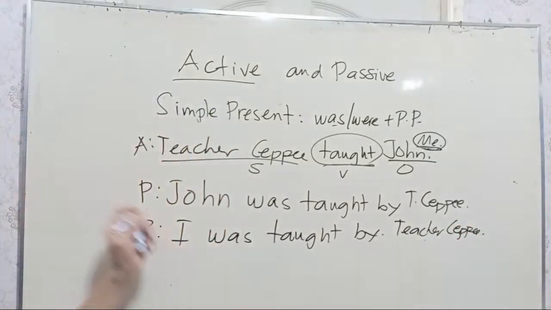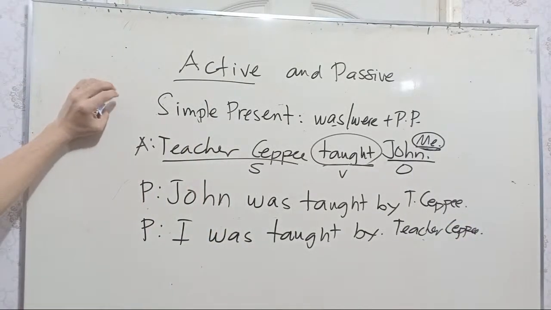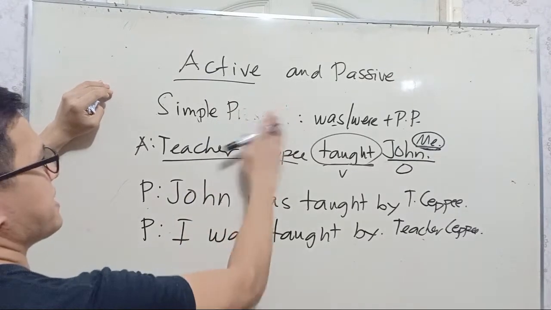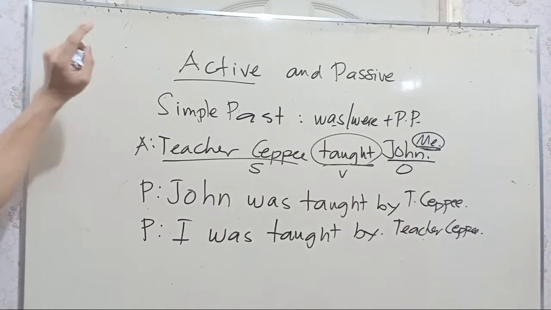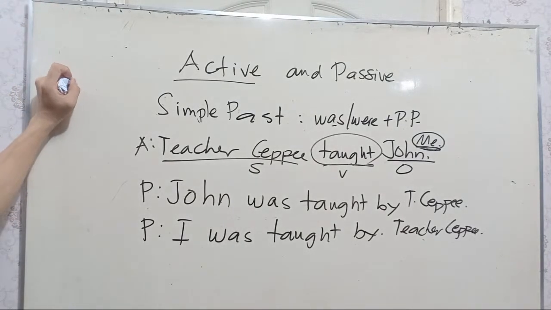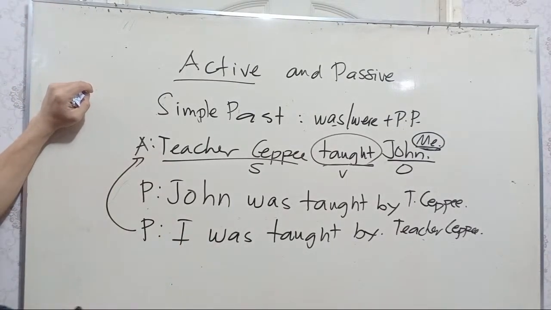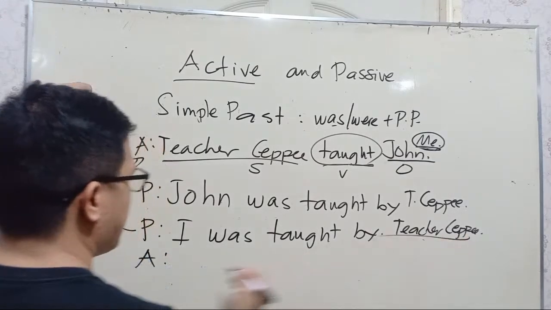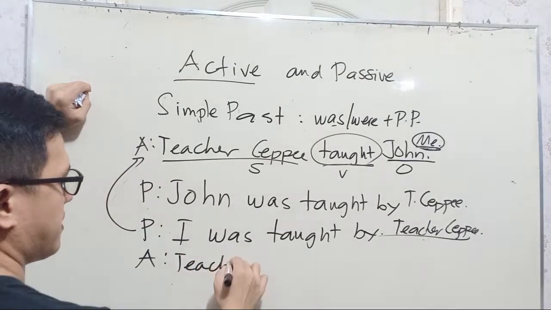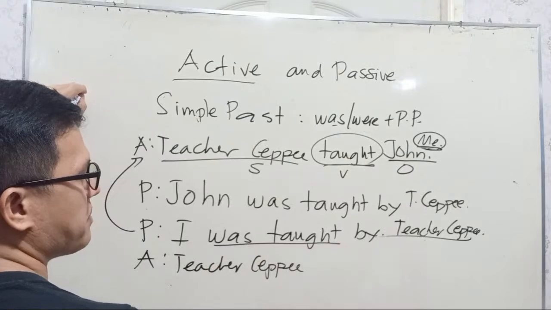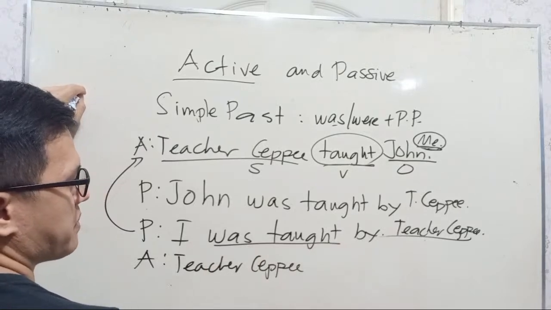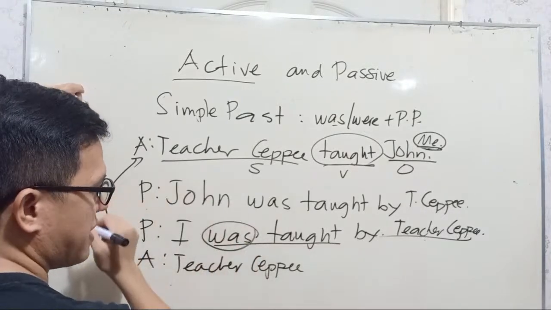So that's how we do the simple, sorry, this is simple past. Simple past, active to passive. And then changing this one back to active, we say, again, Teacher Seppi, always Teacher Seppi, and then this one, our verb is in past form.